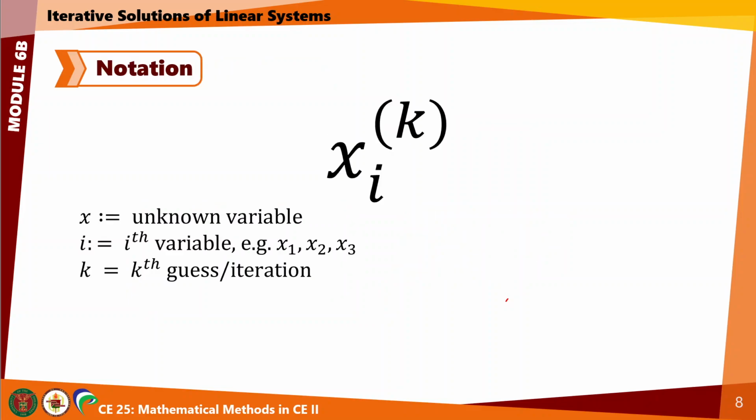Now, we have a notation here for our iterations. We have the notation for our unknown variable x. Yung subscript I natin, that's our ith variable. Di ba meron tayong n unknowns? So, pang ilang unknown siya, siya yung I. And then k is pang yung number of iterations.